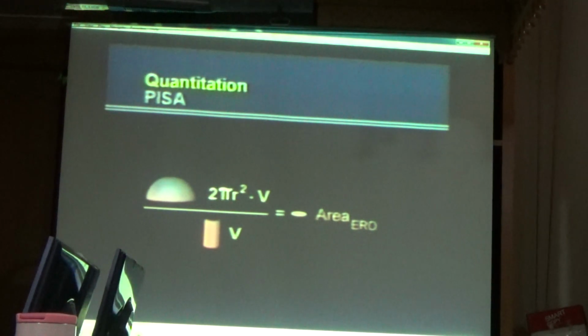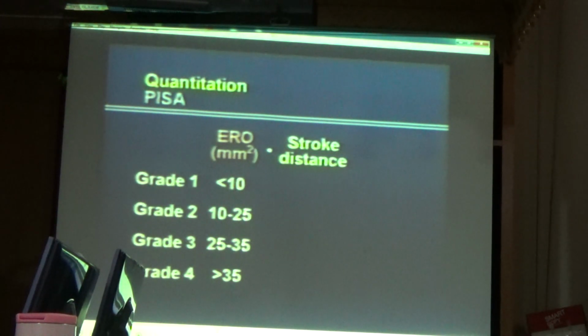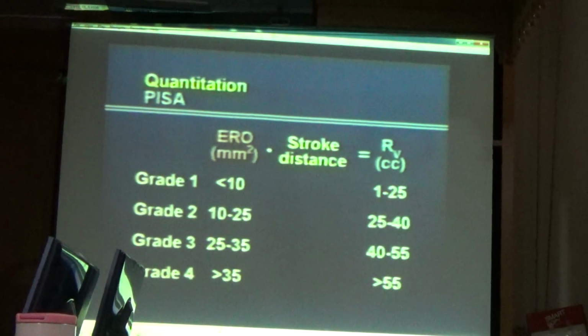Very simple algebraic problem. And back to our list, lo and behold, we have these ranges of 30 to 35 millimeters squared as a big orifice, severe regurgitation. If we look at the stroke distance, that's the TVI of mitral regurgitation, remember that equals distance, or how far the blood went, and multiply it times the ERO, we get stroke volume, or regurgitant volume. And remember, the magic number is around 50 to 55 cc's as severe regurgitation. Let's go to the next technique.